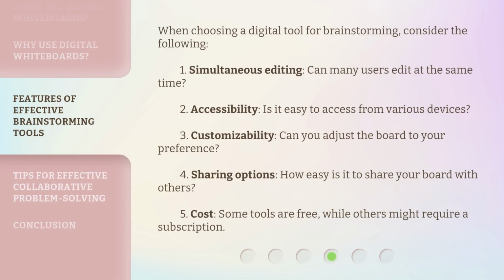When choosing a digital tool for brainstorming, consider the following. 1. Simultaneous editing. Can many users edit at the same time? 2. Accessibility. Is it easy to access from various devices? 3. Customizability. Can you adjust the board to your preference? 4. Sharing options. How easy is it to share your board with others? 5. Cost. Some tools are free, while others might require a subscription.